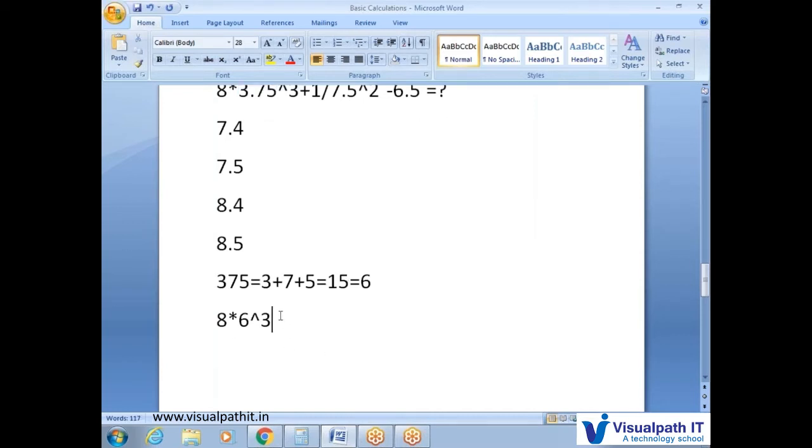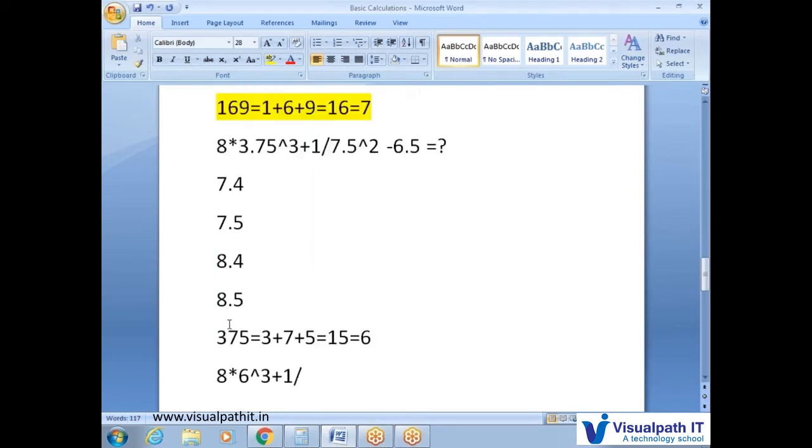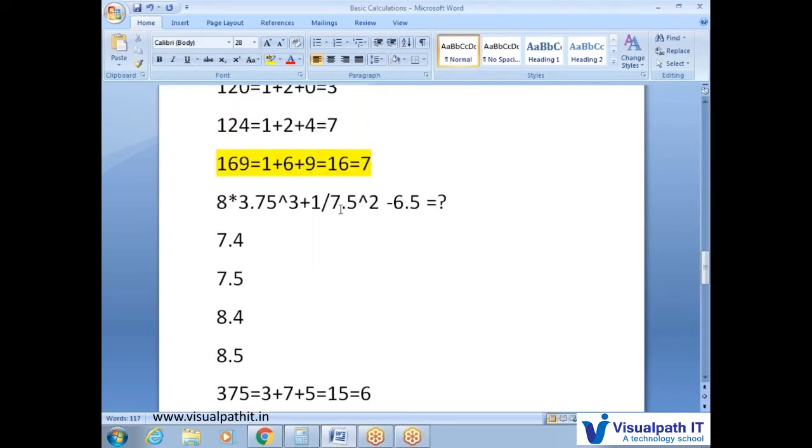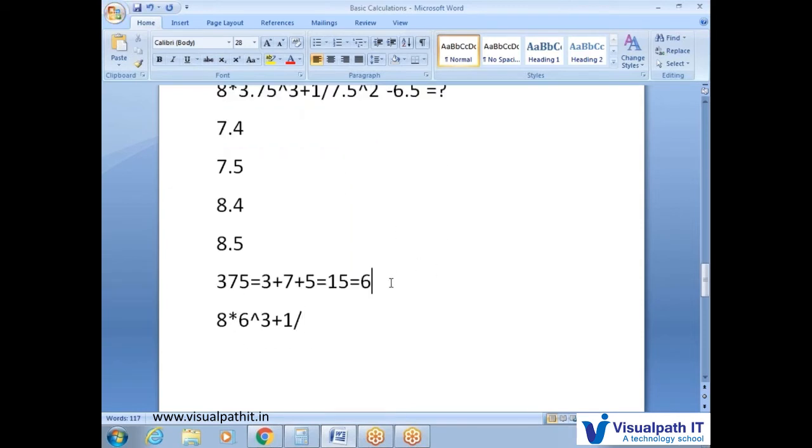So plus 1. And divided by, what is the 7.5? So how many digits? A 2-digit number. So 7.5 means 75. Not using decimals. Here also a 2-digit number. Same, converting into a single digit. 7 plus 5 is 12. 12 means again a double-digit number. So again converting into a single digit. 1 plus 2 is equal to 3.